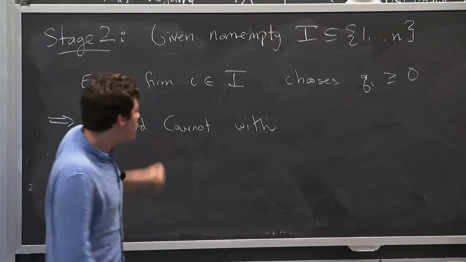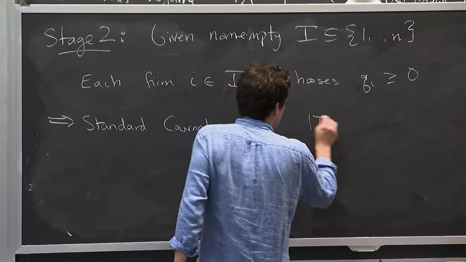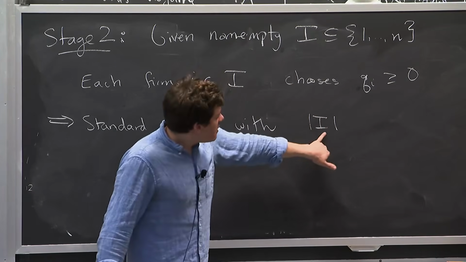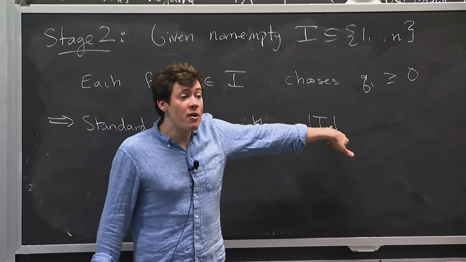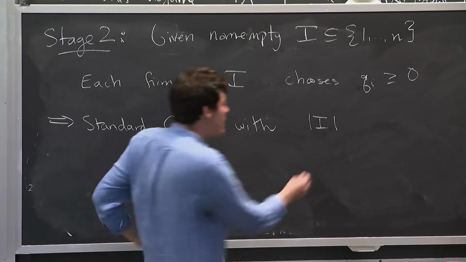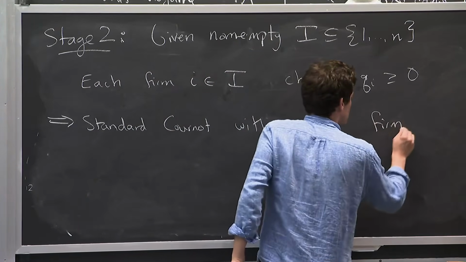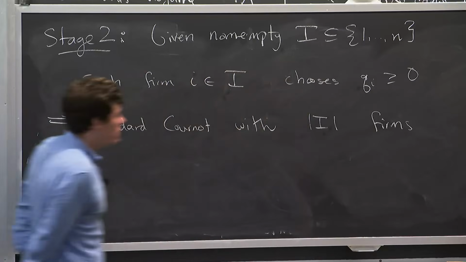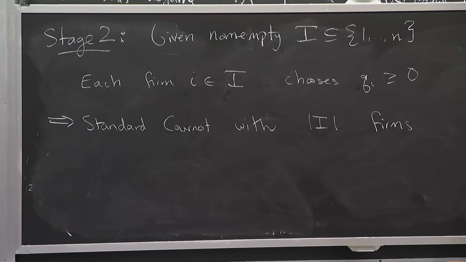So we need some notation for that. I'll say |I|. What this means is if I have a set I, this means the number of elements of that set. So this is just counting how many firms have entered. So with this many firms, and we know how to solve that.